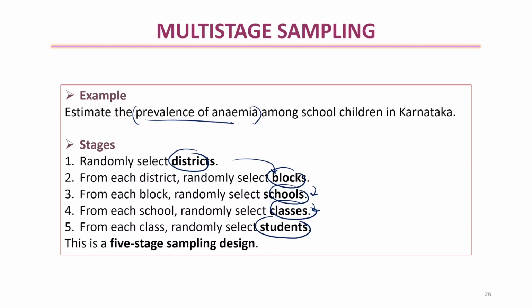Notice that sampling is happening repeatedly. Districts, then blocks, then schools, then classes, and then students. So, since sampling occurs at multiple levels, this is called multi-stage sampling. One easy way to remember is cluster sampling usually involves one or two stages, whereas multi-stage sampling involves three or more stages.